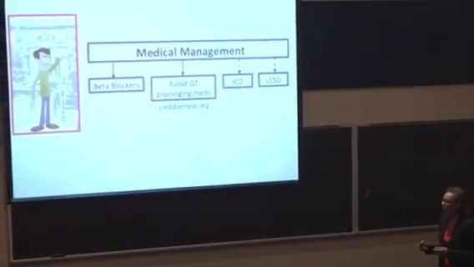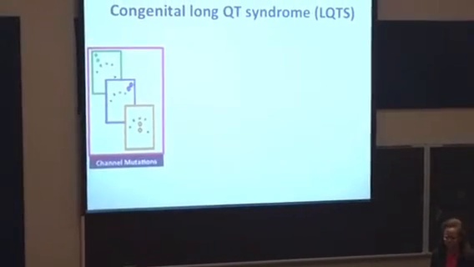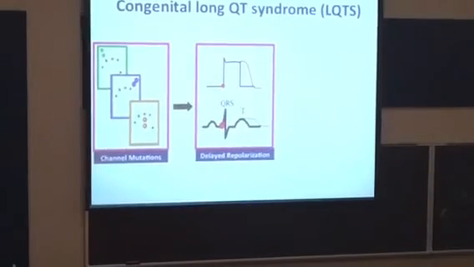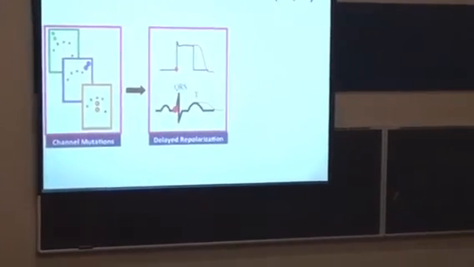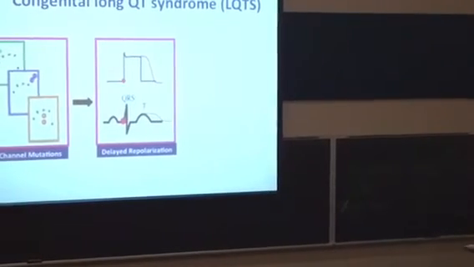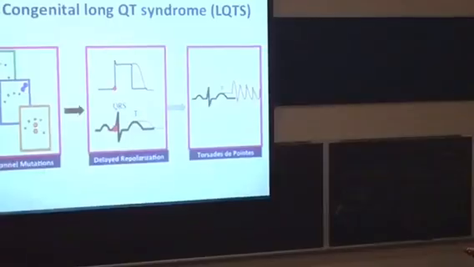Okay, but my learning objective was passive. So when you think long QT syndrome, think about these ion channel mutations that lead to delayed repolarization of my ventricle, which manifests on the EKG as a prolonged QT interval, which then can place my patient at risk for torsades. That's all I have.